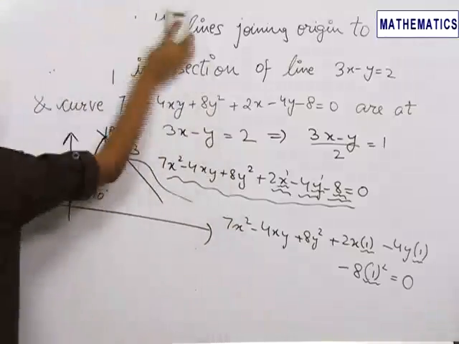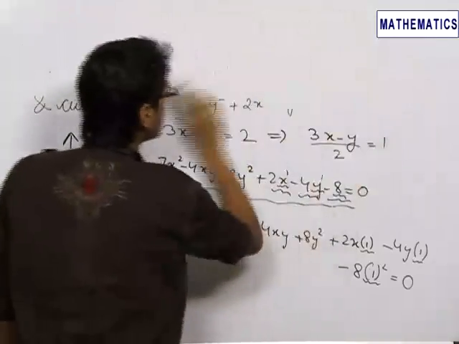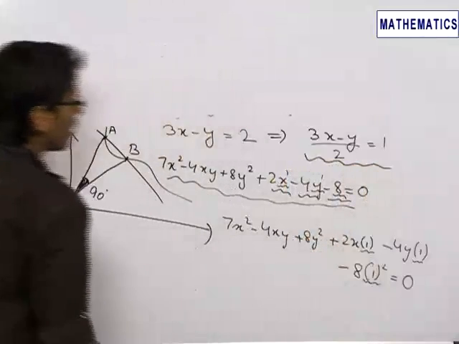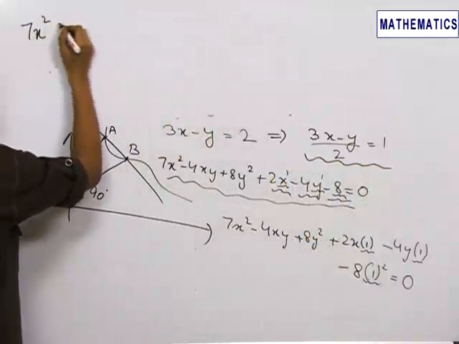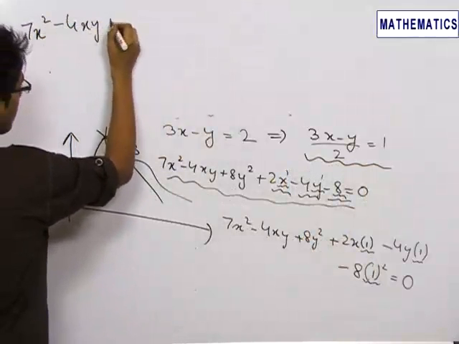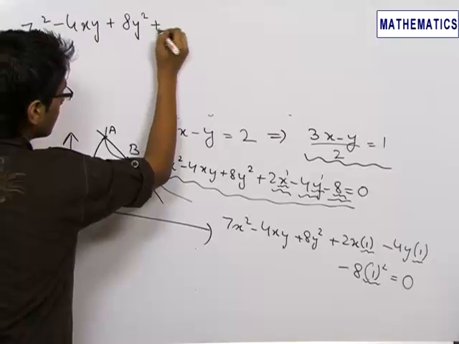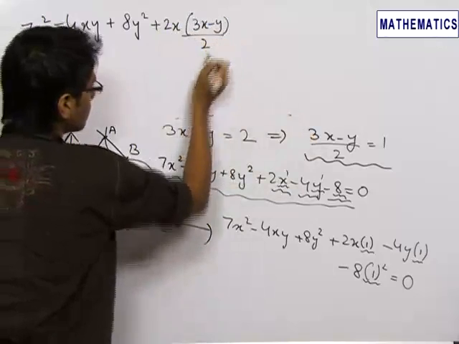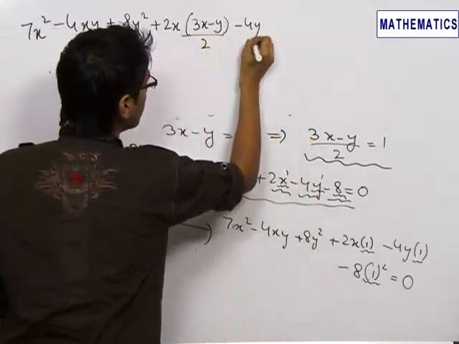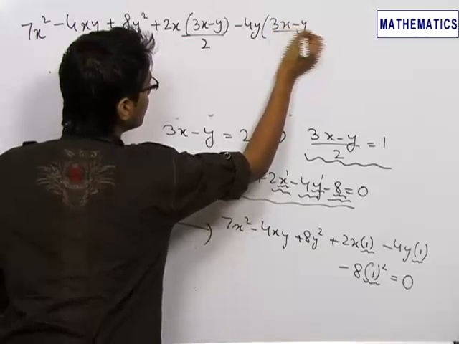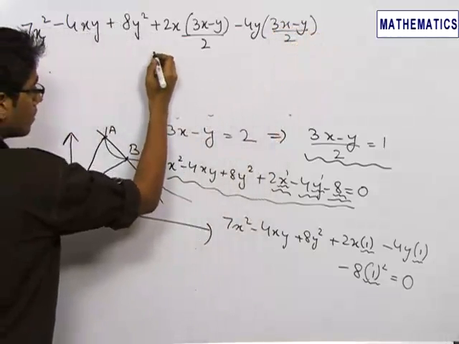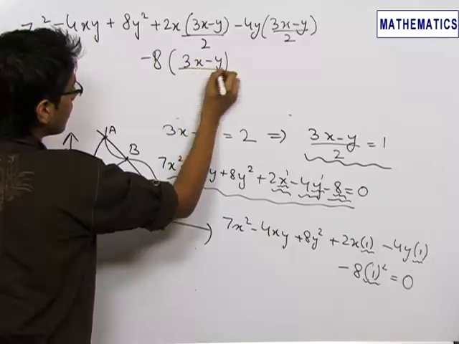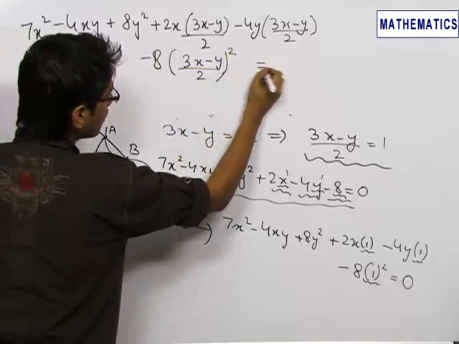Now we will supply the value of 1 to each of these terms. We have got the value of 1 as (3x minus y) upon 2. So we get 7x square minus 4xy plus 8y square plus 2x into 1 which is (3x minus y) upon 2, minus 4y into 1 which is again (3x minus y) upon 2, minus 8 times 1 square which is ((3x minus y) upon 2) whole square equals 0.